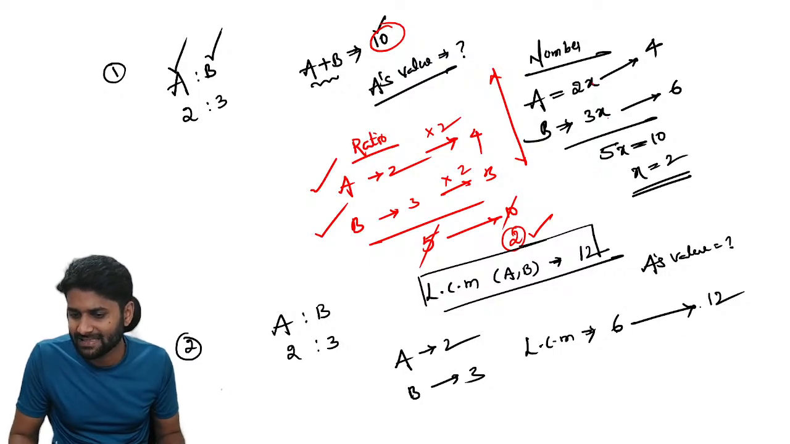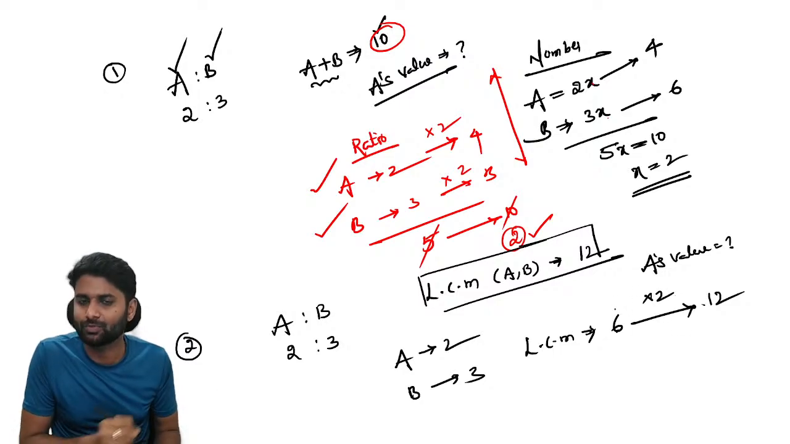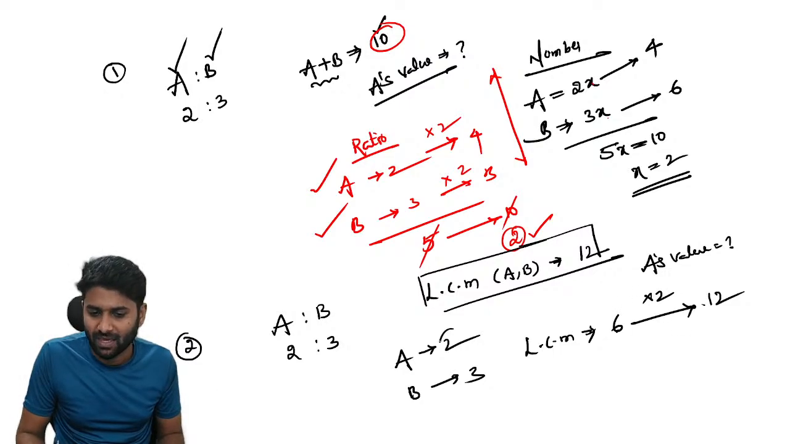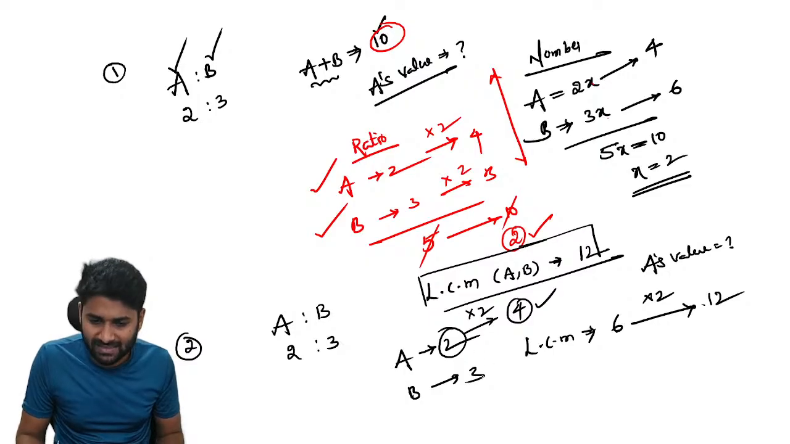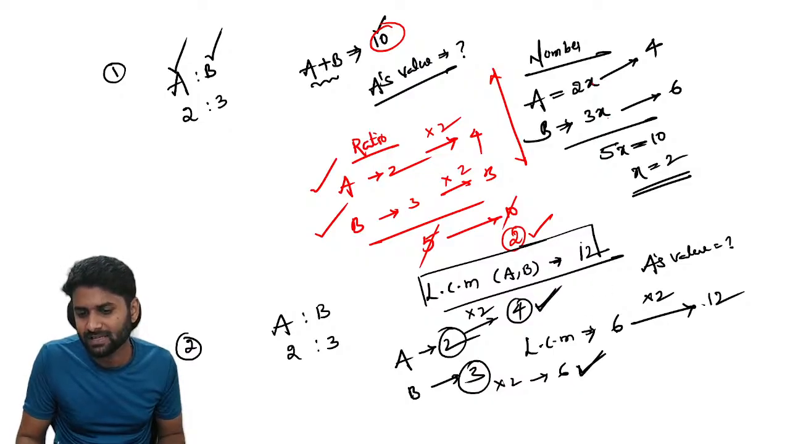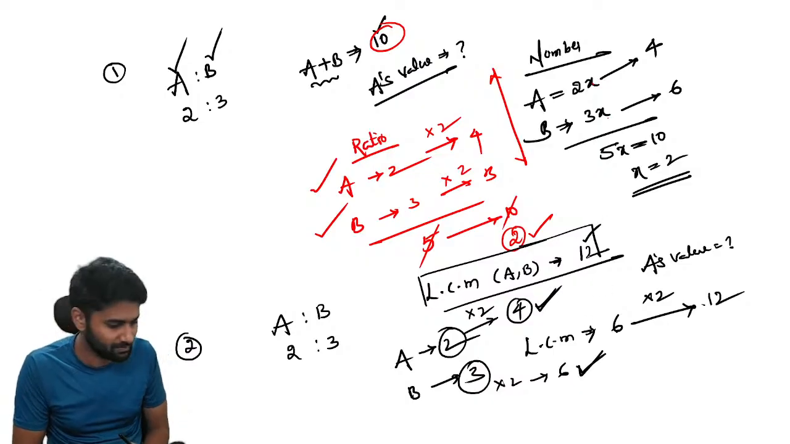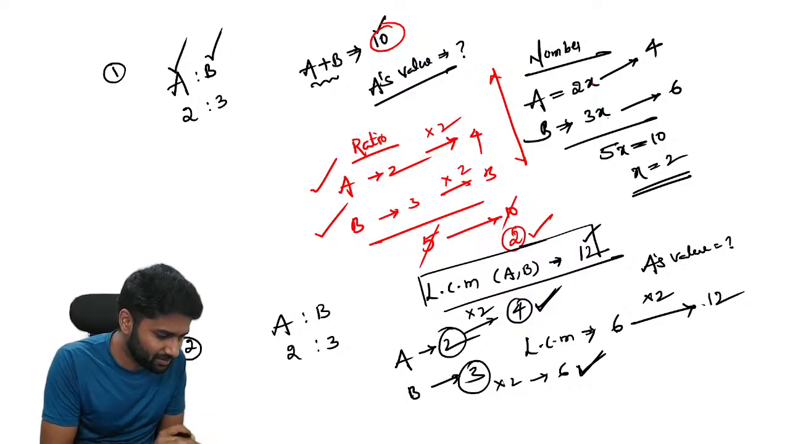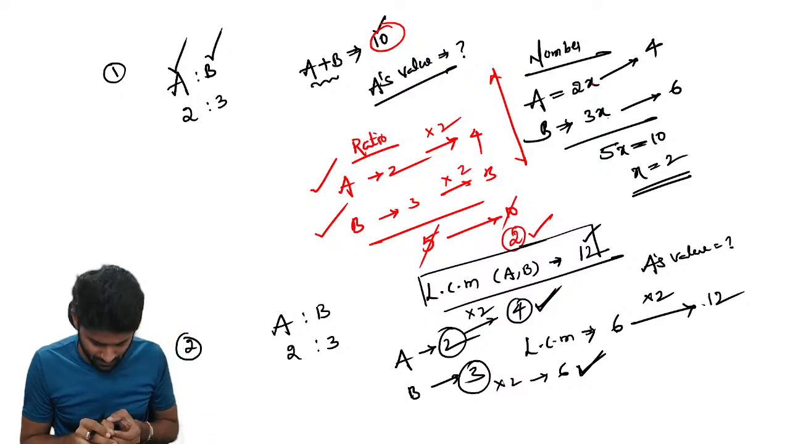Now 6 becomes 12, so each value is multiplied by 2. In the same way, if you want A's value, then 2 is multiplied by 2, then you will get the final value 6. In the same way, B's value, so 3 into 2 is equal to 6. Now, what is the LCM of 6 and 4? It's 12 itself. Is it clear till now? If any doubts, guys?